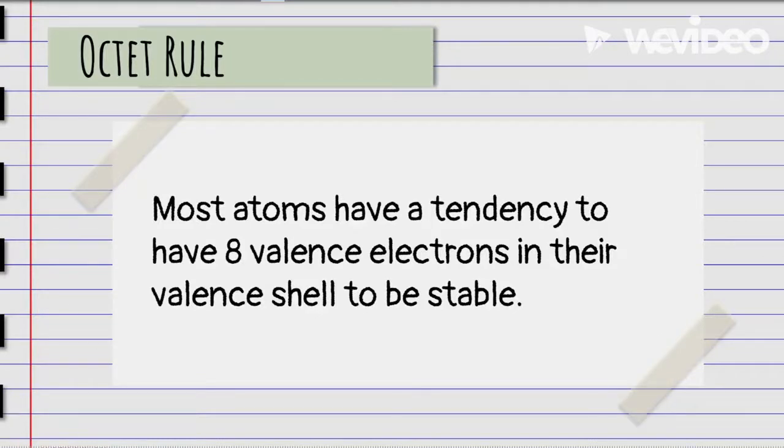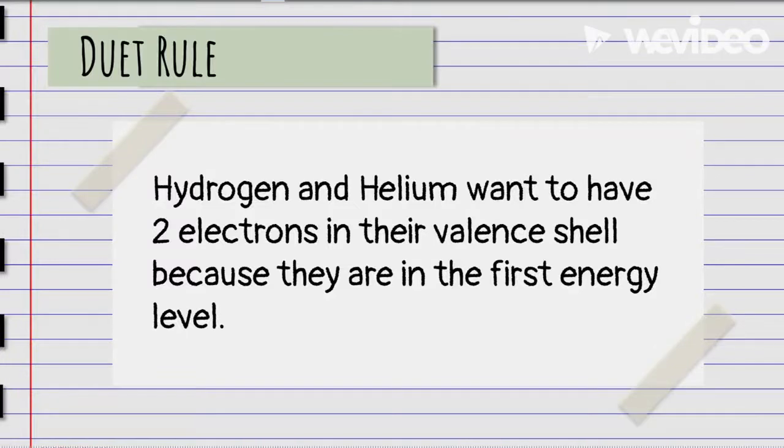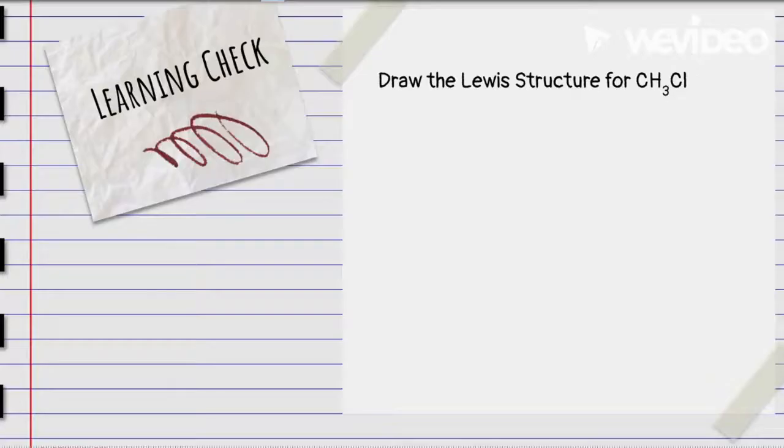With our octet rule, most atoms have a tendency to have 8 valence electrons in their shells. That means that we need to have a total of 8 valence electrons. If a bond counts for 2, then we can have 4 bonds, or 4 lone pairs, 8 electrons. Hydrogen and helium only want to have 2. Helium doesn't react with anything, so realistically, the duet rule only applies to hydrogen. So let's look at our structure here.